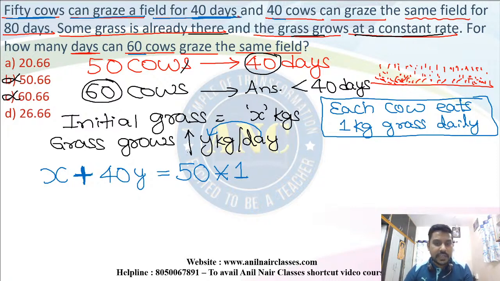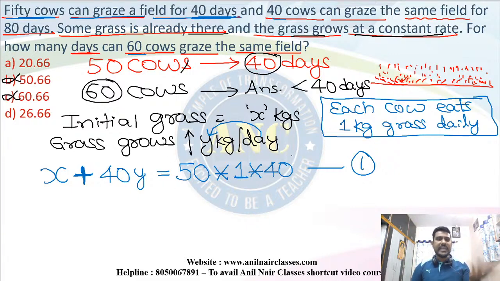So 1 cow will eat 1 kg, 50 cows will eat 50 into 1 kg. And they are eating for how many days? They are eating for 40 days. So the left hand side is nothing but the total grass present in the field, and the right hand side is nothing but the total grass eaten by all those 50 cows. So both are absolutely the same. So that's the first equation.